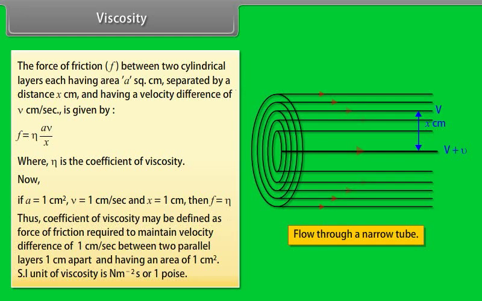Thus, coefficient of viscosity may be defined as the force of friction required to maintain a velocity difference of 1 cm per second between two parallel layers 1 cm apart and having an area of 1 cm square. The SI unit of viscosity is newton second per meter square, or 1 poise.